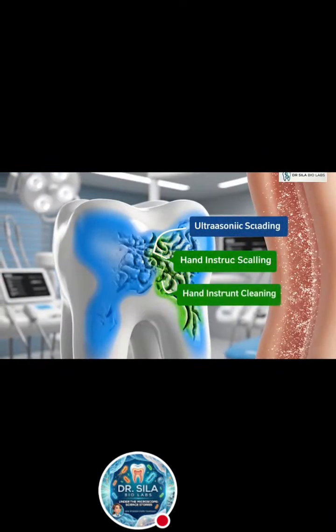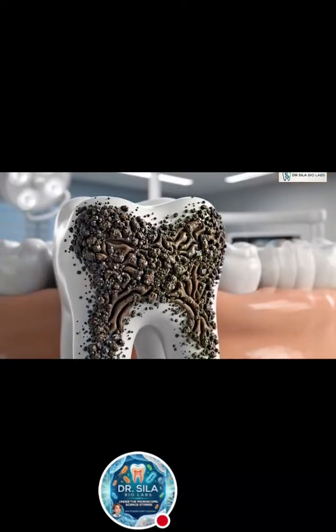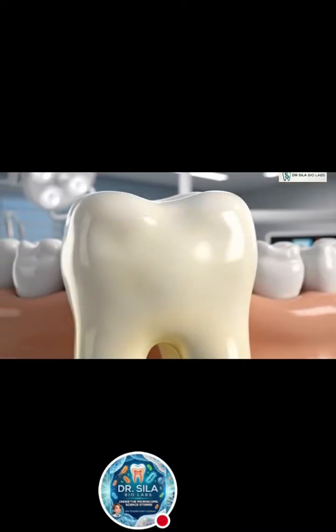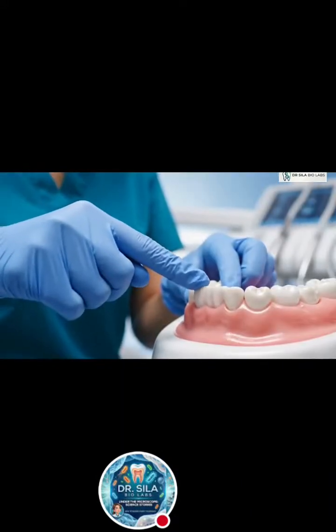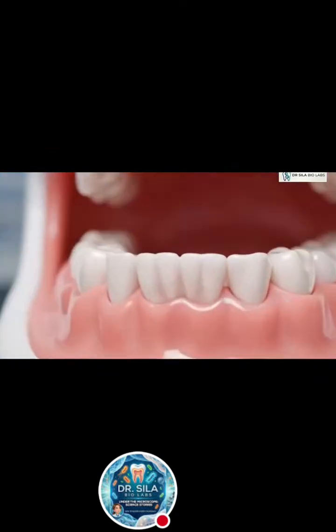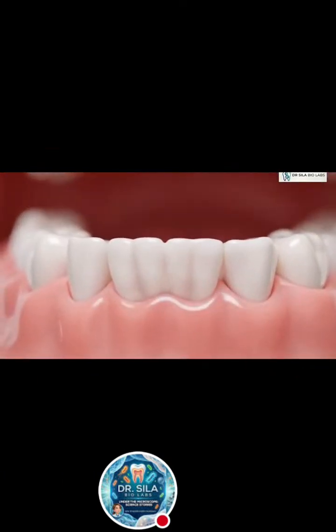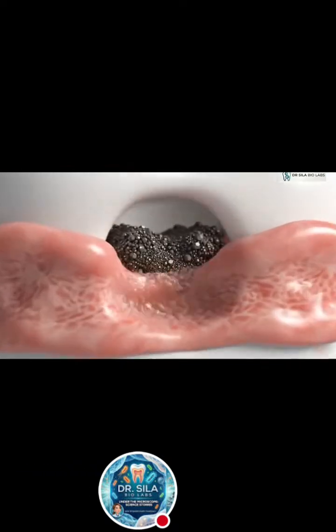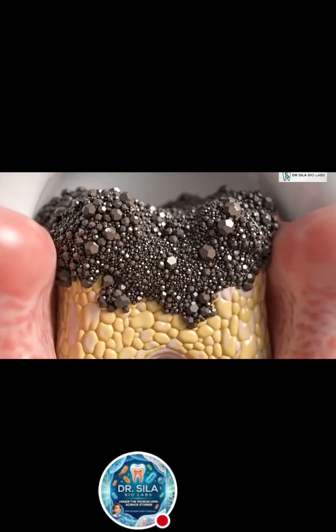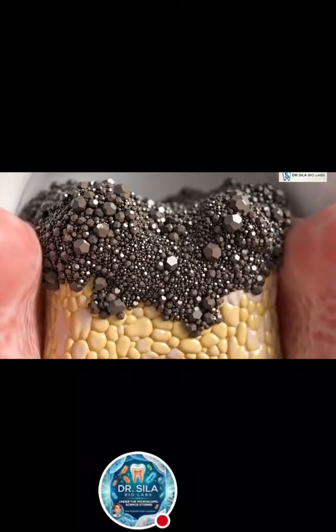Together, ultrasonic and hand instrumentation complement one another. Combining both techniques often provides the most thorough result. After deposits are removed, the clinician carefully evaluates the treated areas. The cleaner the root surface, the better the conditions for healing. Some of the most challenging deposits are found deep below the gums. These hidden deposits often require meticulous subgingival scaling.